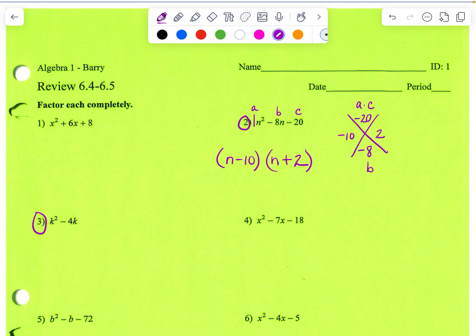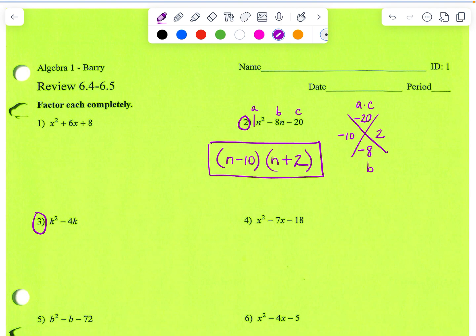Now this is not a problem that needs to divide, reduce, and move because a is 1. And if you divide by 1, it doesn't change anything anyway. So the divide and reduce and move steps are only required if that first number in front of your squared variable is something bigger than 1. So for this problem, we're actually done.